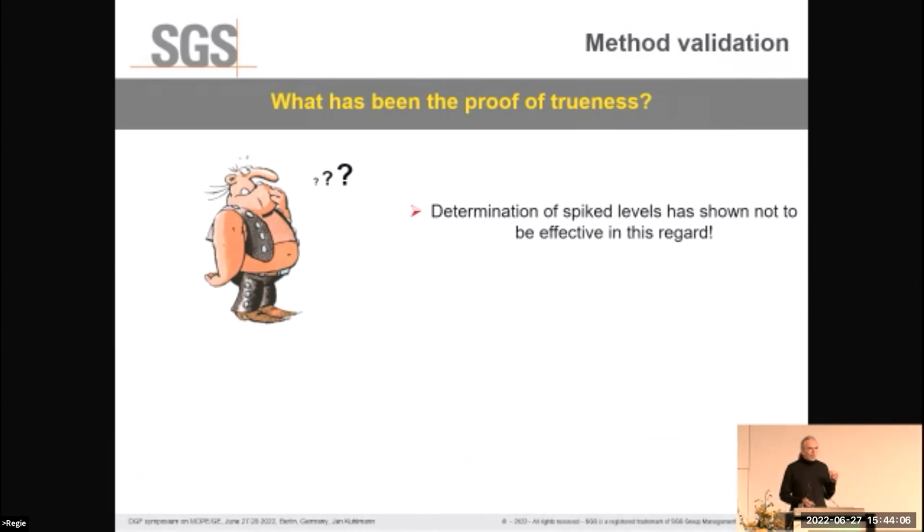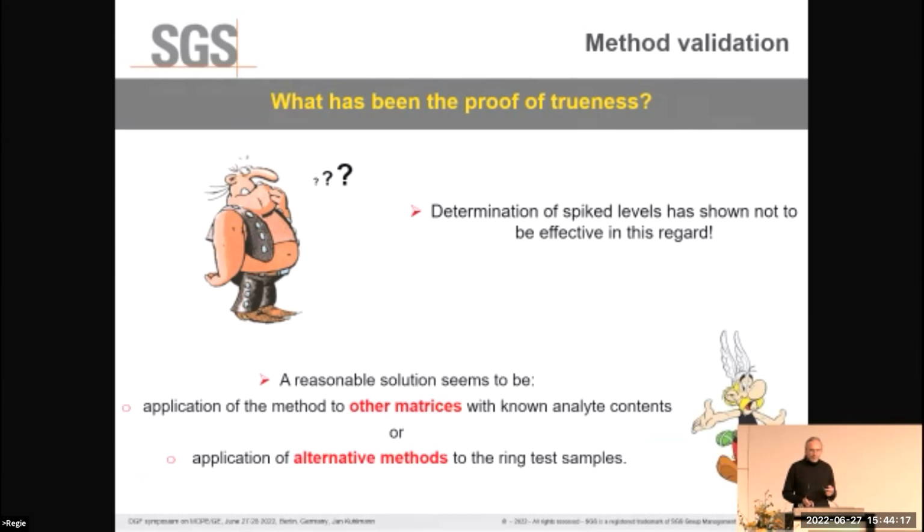We did not include spiked samples because we learned from our internal investigations that spiking revealed perfect recoveries without giving meaningful results. So the alternative would be either to apply the new method to other matrices with non-analyte contents, or to apply alternative methods to the ring test samples.